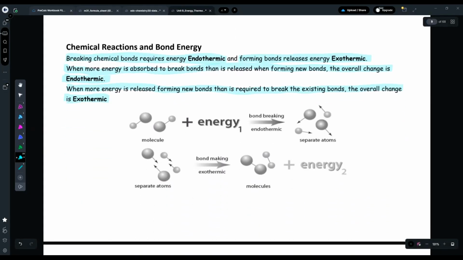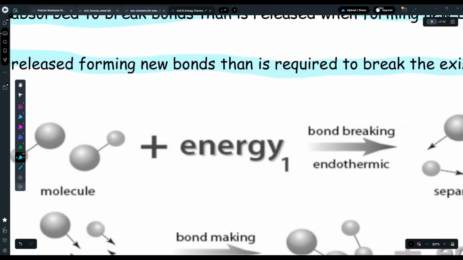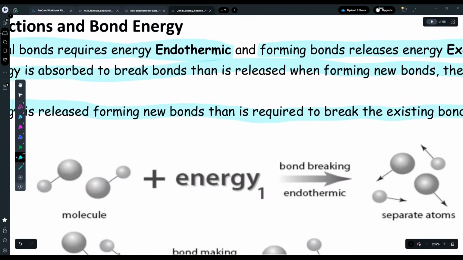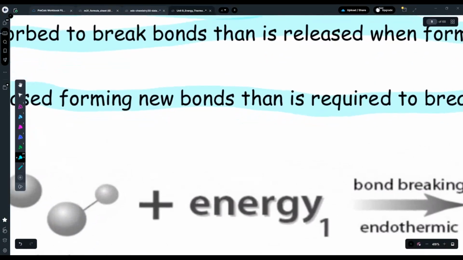Okay, so in the diagram below here, we have it just explaining the endothermic process of bonds breaking and then the exothermic process of bonds being formed. So in this first part here, we have our molecule plus energy, and then the energy is required to break the bonds, which is that endothermic process I was talking about. Okay, so let's just write that as a note.